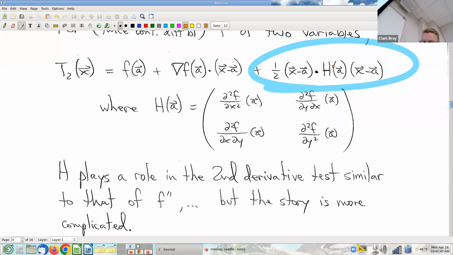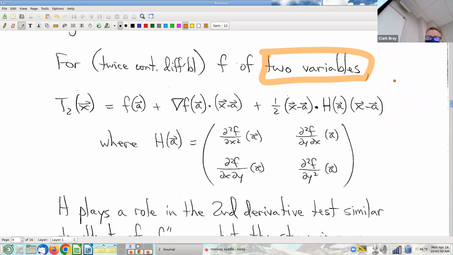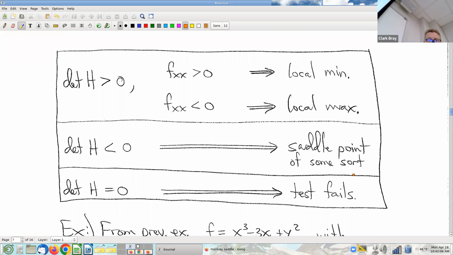All right, so this is why we're going to restrict it to two variables. Being as it is two variables, this matrix here is only 2 by 2, and understanding whether a quadratic form defined by a 2 by 2 matrix is positive definite or otherwise actually breaks down pretty easily. And this is a short list of cases that you have to consider.